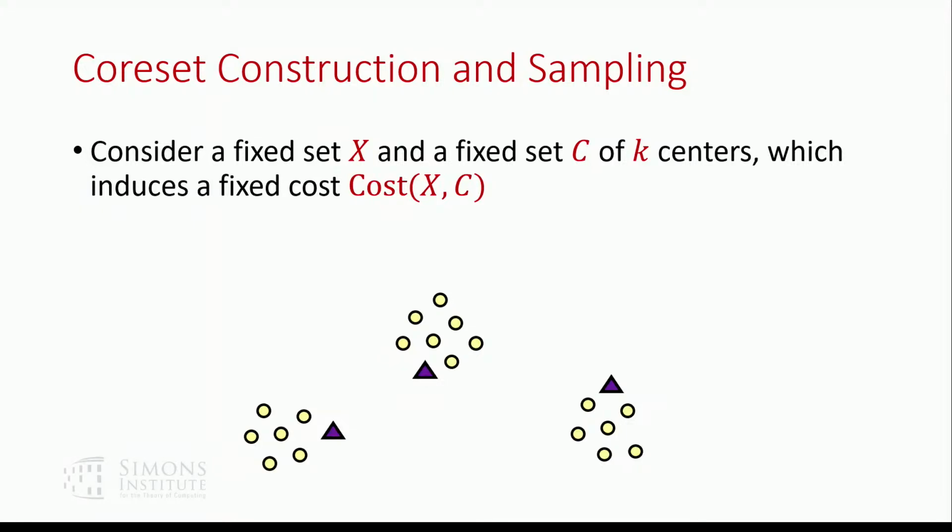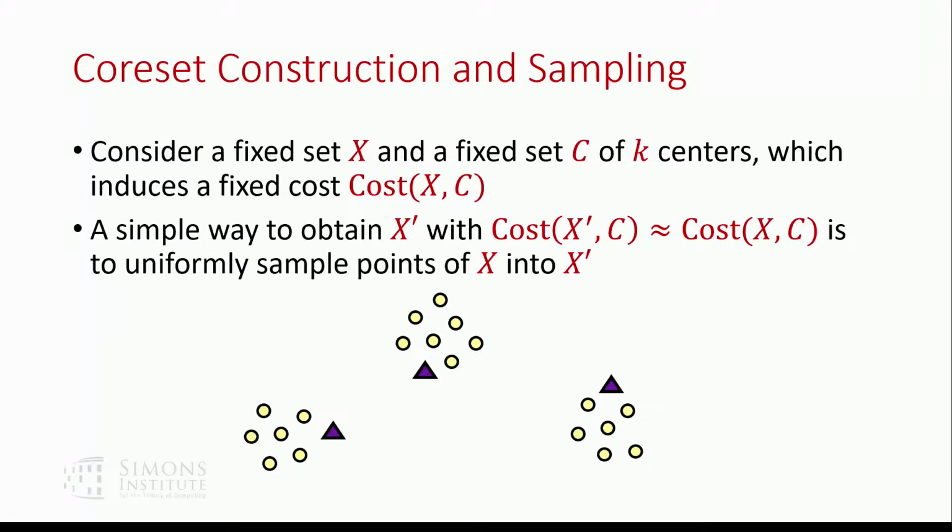OK, so consider a fixed set X, that's our data set, and a fixed set C of k centers. It's going to induce some fixed cost, which I'll denote here, and we would like to approximate this cost. Again, here we have a set of points in yellow, and the triangles are the centers. So k equals 3 here.